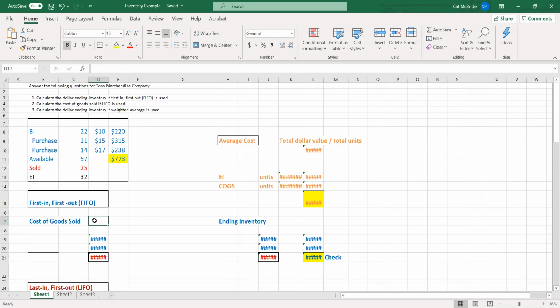So if I'm doing cost of goods sold and I'm looking at what went out, first in, first out, am I going to go from the top down or the bottom up? First in, first out. I'm going to go from the top down, because the first ones that come in are the first ones that go out. Okay, now I'm going to say, well, I sold 25 units. So I need to account for 25 units. So I'm going to start at the top. So I have 22 units at $10.